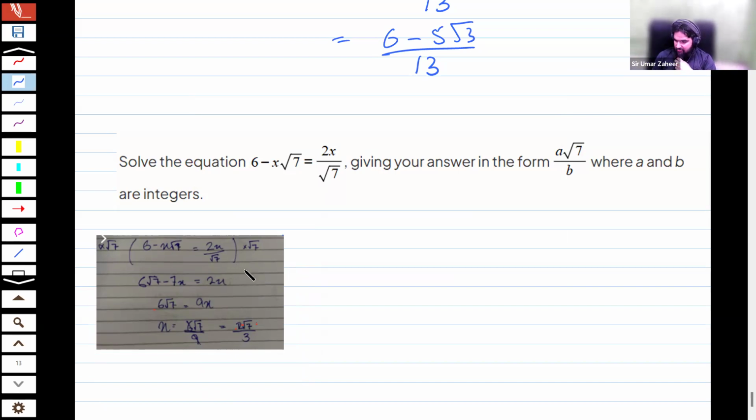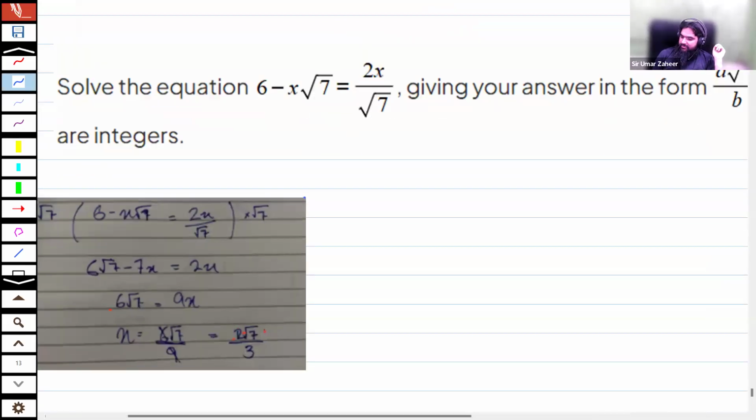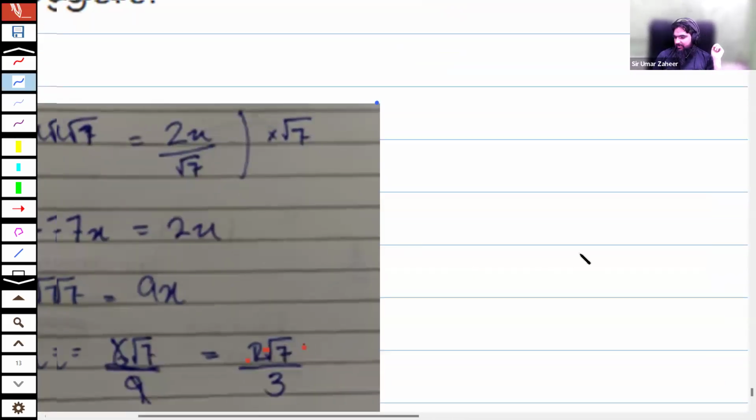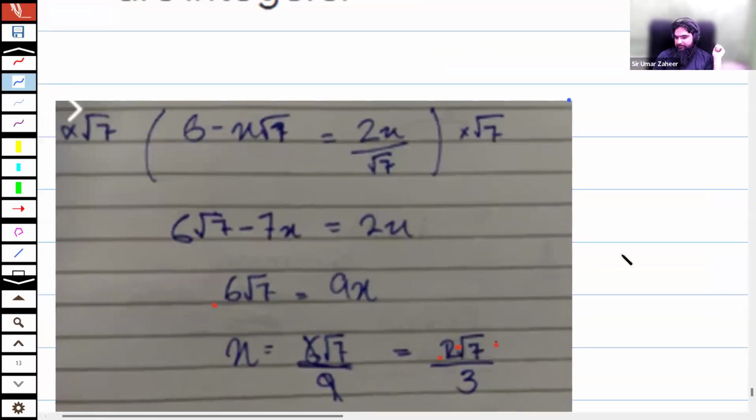Okay, you have multiplied by square root 7. Okay, Mustafa, one more thing. You have multiplied square root 7 on both sides, right? The right method is you have to multiply on the left side and you have to multiply on the right side, okay?